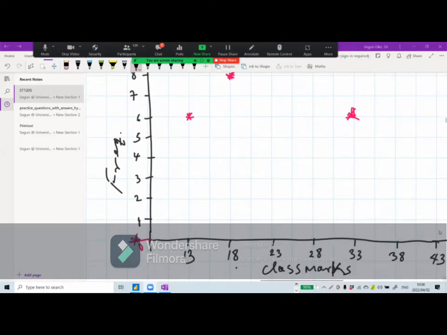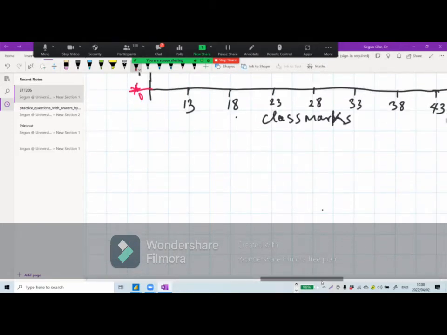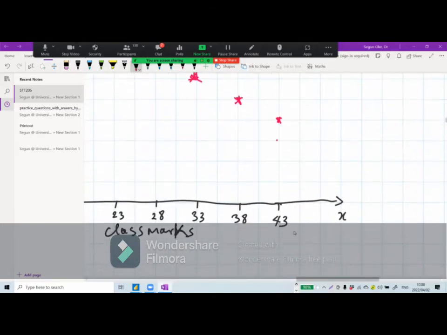Next, 38 is what? 38 is 5. 43 is 4. So you can see it will come down again to an arbitrary point.